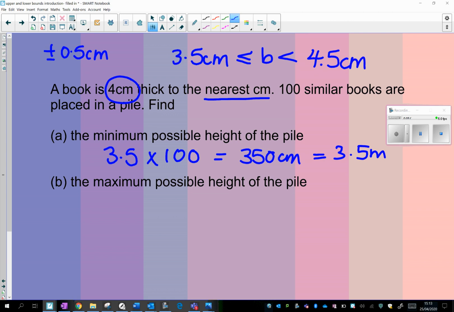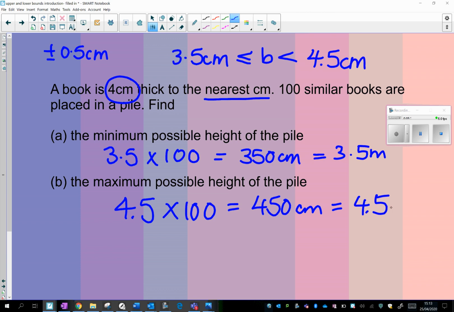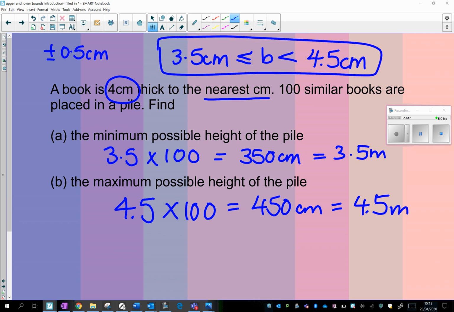Okay, to find the maximum possible height of the pile, assume that every single book is as big as it could possibly be. Well, that's 4.5 centimeters. Again, there are 100 of them, so actually that's 450 centimeters or 4.5 meters. Okay, so the most important thing here is to write the upper and lower bounds for the measurements that you've been given first, then do any calculation.